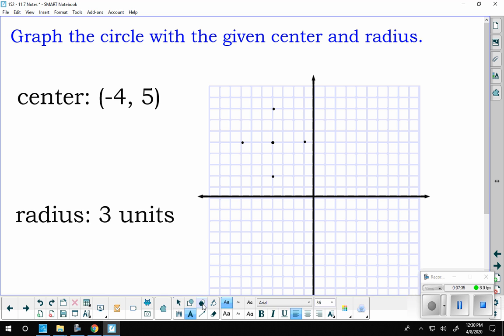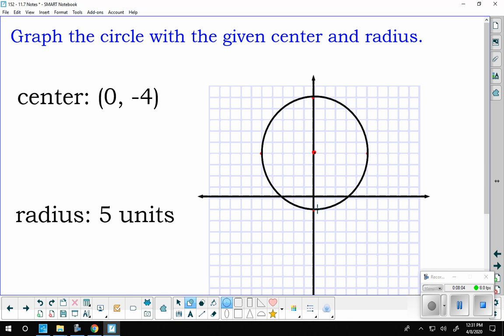All right, I'm going to cheat and use the circle tool. You just don't want to make a square, okay? So there we go. There's our circle. Center, 0, 4. So 0 in the x direction, up 4 in the y direction. Radius is 5, so let's go to the right 5, up 5, to the left 5, and down 5. And then let's draw a beautiful circle. And there we go.